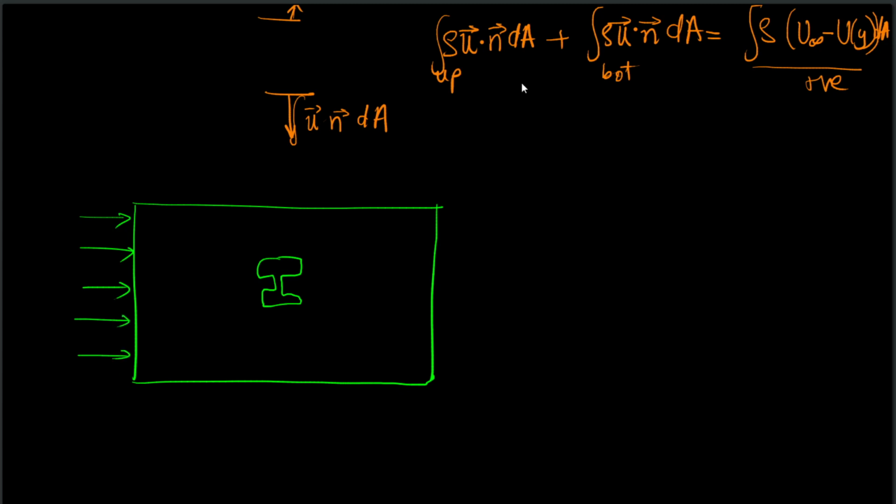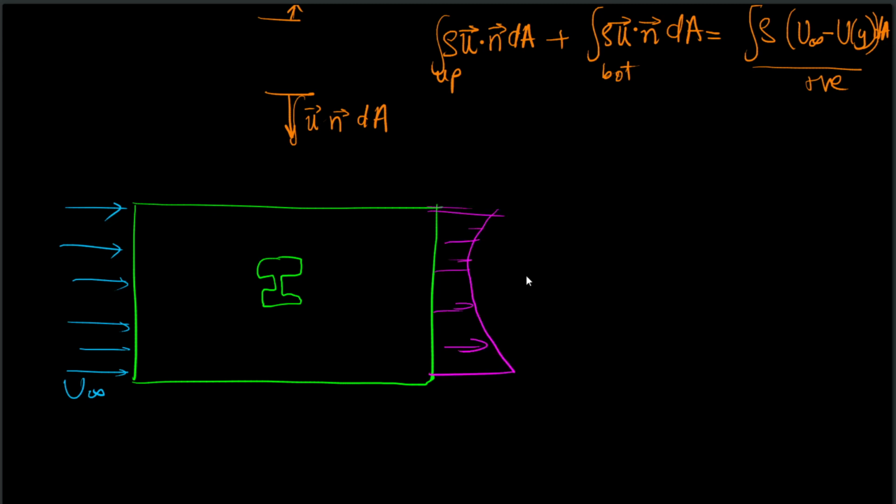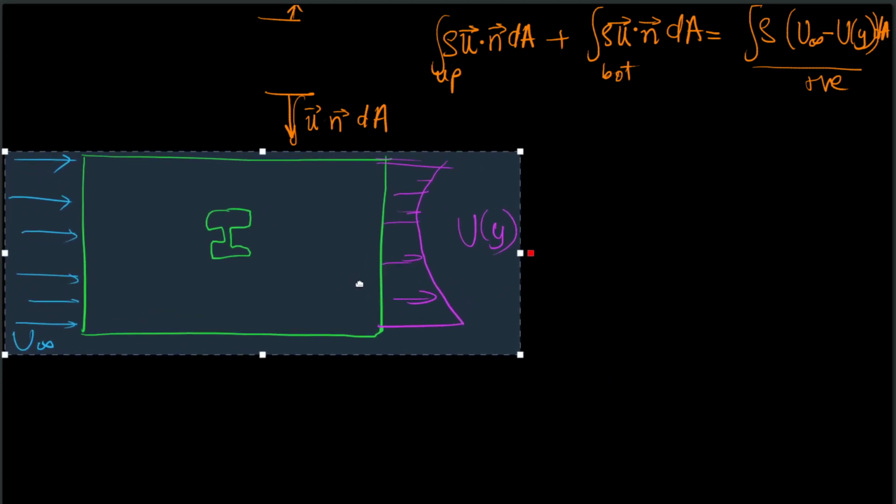This is u infinity. This is going to be u as a function of y. So we already have seen this. Let us write down the conservation of momentum equation for this. Okay. Let us write down the conservation of momentum for this.